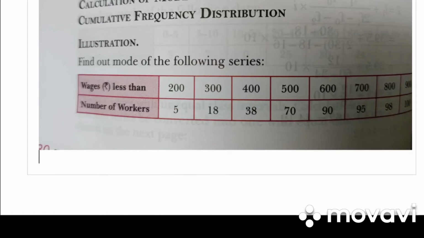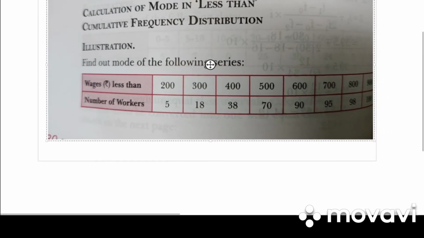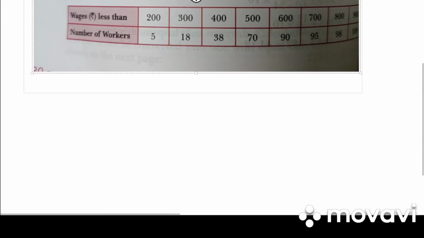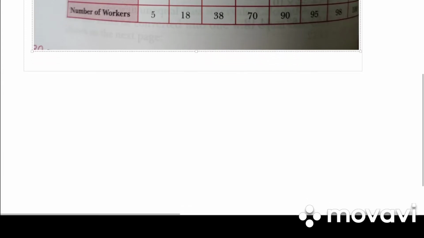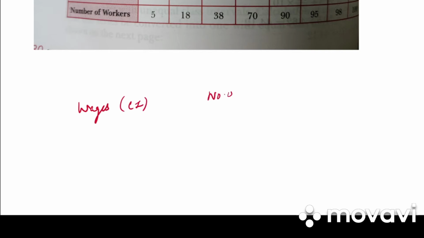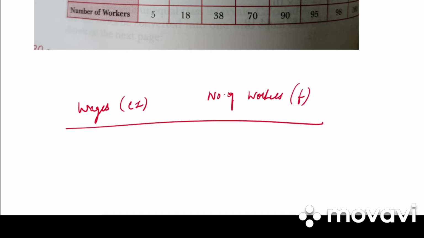Take down the next side heading. Calculation of mode in less than cumulative frequency distribution. So they have given us less than cumulative frequency and number of workers. So our first column will be wages, that is class interval, and next column is number of workers, which will be F.